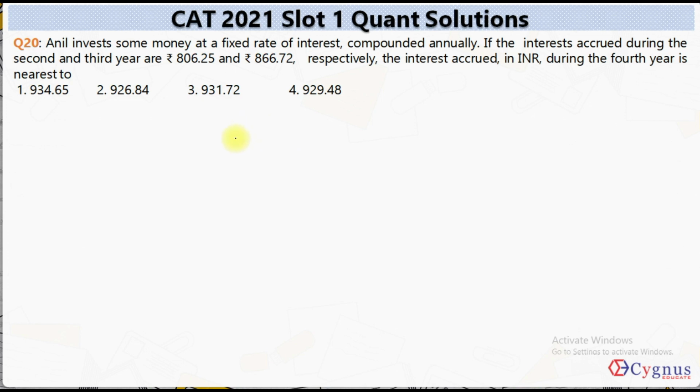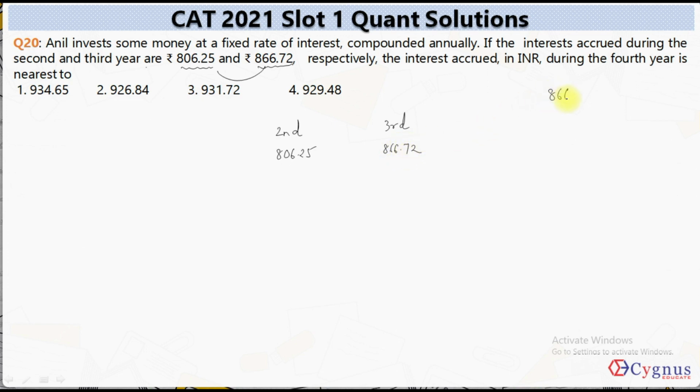Question based on compound interest. A simple concept of what? Interest on interest. Now what's given here? If the interest accrued during the second and third year is 806.25, next year it becomes 866.72. If you try to find the difference between these two interests, what will you say? At the end of the second year, the interest was 806.25. At the end of the third year, the interest becomes 866.72.